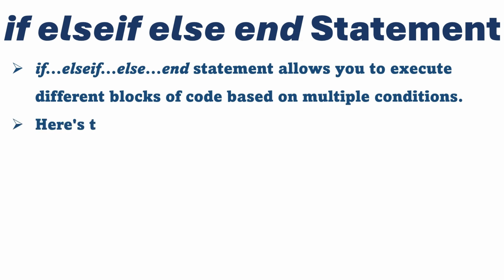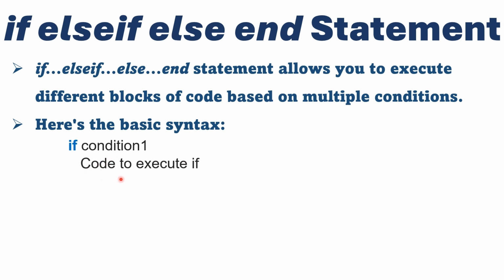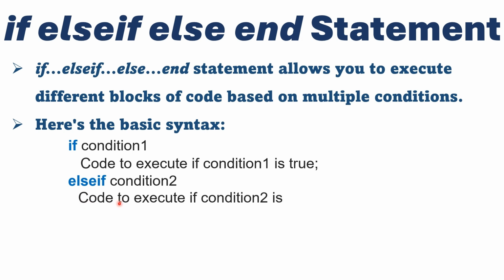And how does the syntax work? So here is the syntax. We start with the if and then we write condition 1. If condition 1 is true, then we write the statement we want to execute under this condition. That is the code or block of code to execute if condition 1 is true. Then elseif, and then another condition 2, and again the statement or code to execute if condition 2 is true.